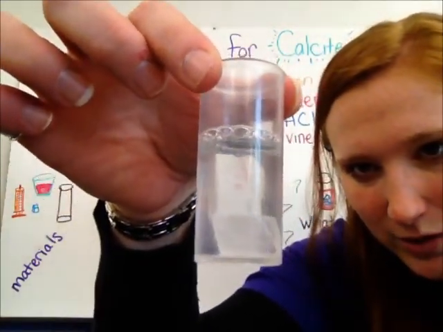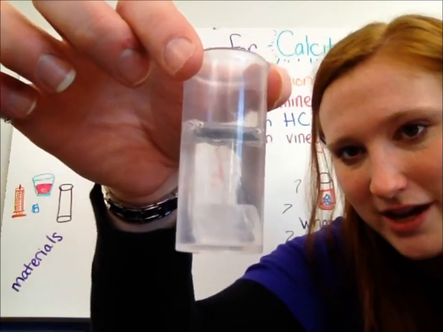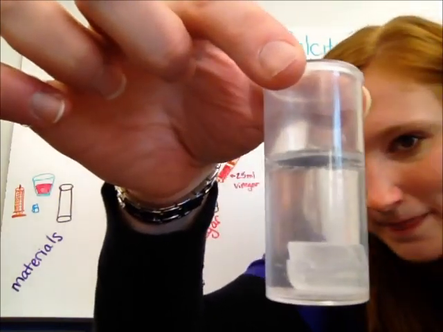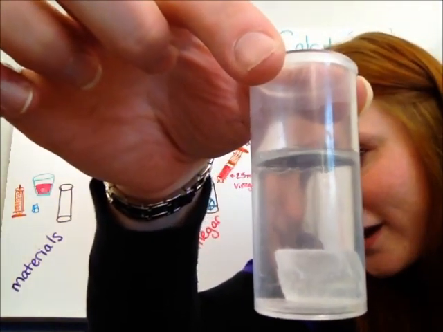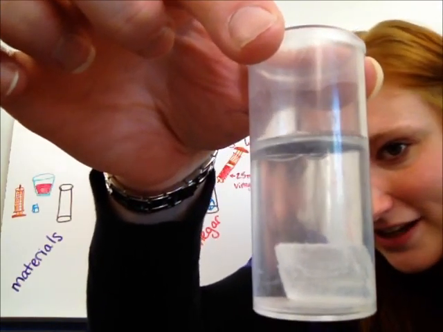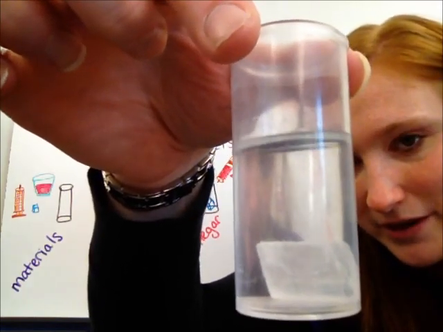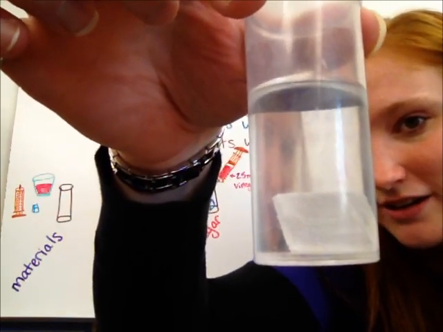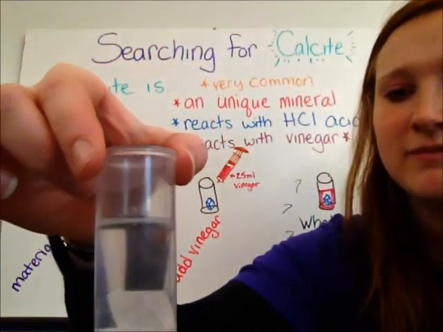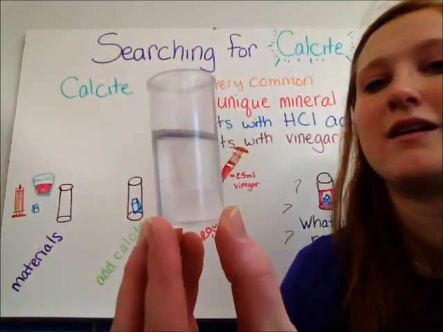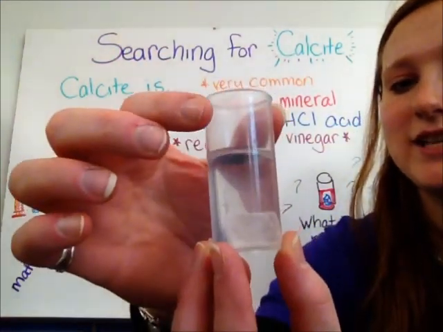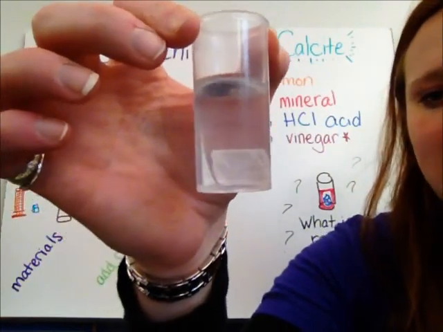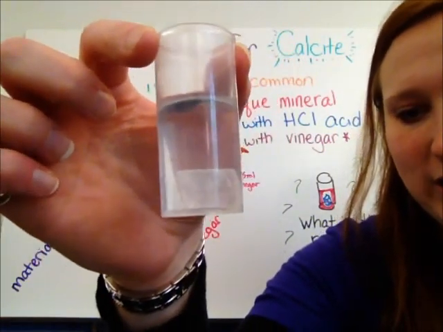Can you see what's actually going on in our experiment right now? Oh, I know you can see it. There's something coming off of our mineral calcite. And it has a specific reaction with our acid. So when we're searching for calcite, you will know if the rock has calcite by seeing this reaction.